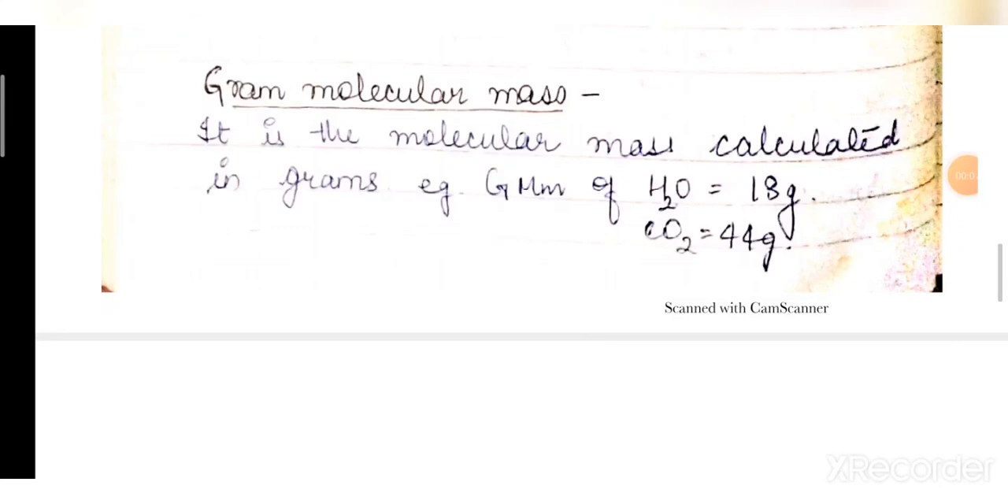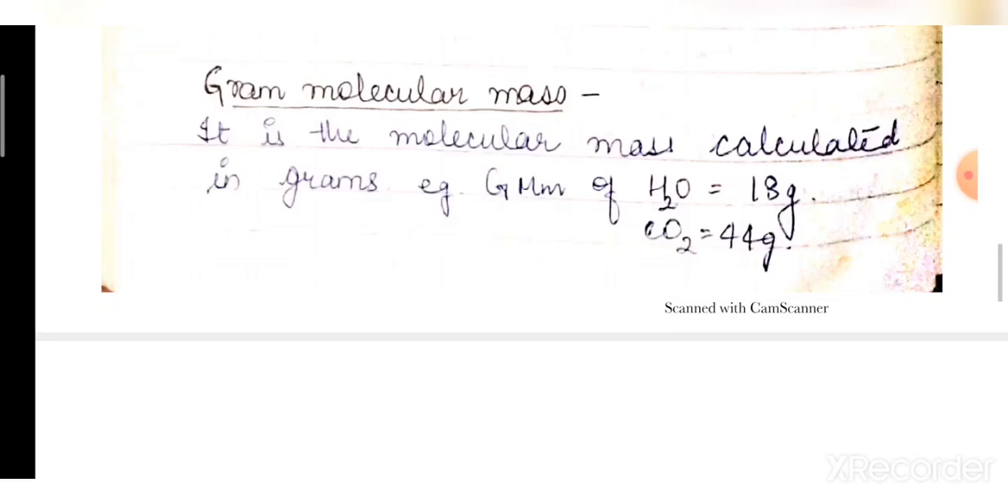Hello students, now let's discuss the next topic of chapter number 3, that is gram molecular mass. It is the molecular mass calculated in grams. It is denoted by GMM. Gram molecular mass is the molecular mass only, but in molecular mass you write the unit U, that is unified mass. But in gram molecular mass you will write the unit G, that is grams. So it is calculated just like molecular mass, but the unit will be changed, that will become G, grams.